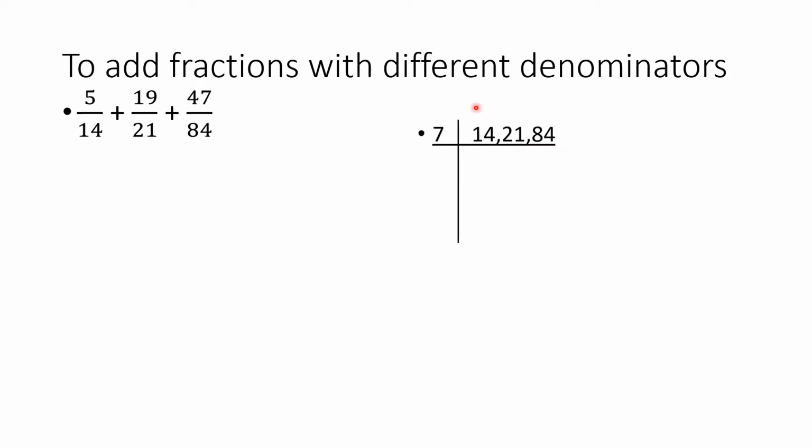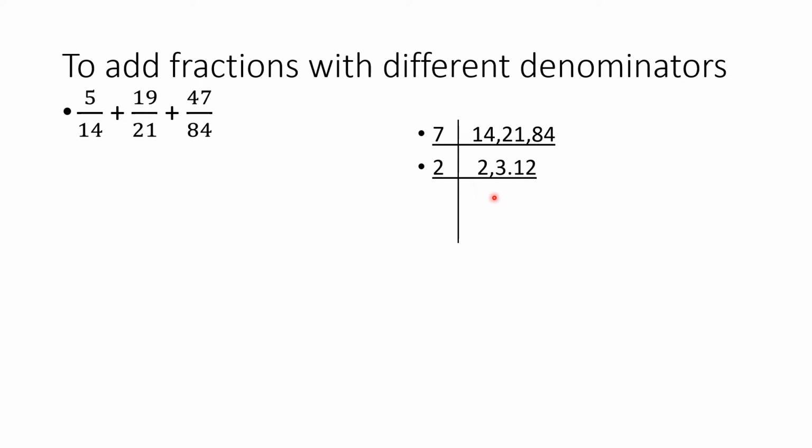What is a common divisor for all? Yes, 7. 7 twos are 14, 7 threes are 21 and here 7 twelves are 84. Now what is the common divisor of all? There is no common divisor for all three numbers, but yes, for any two numbers there is a common divisor, 2. So we will divide by 2.